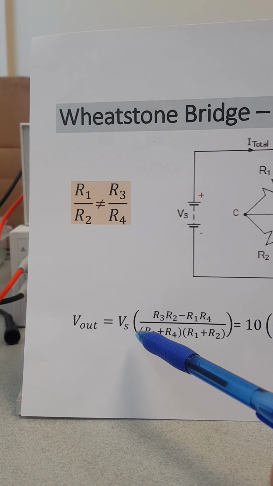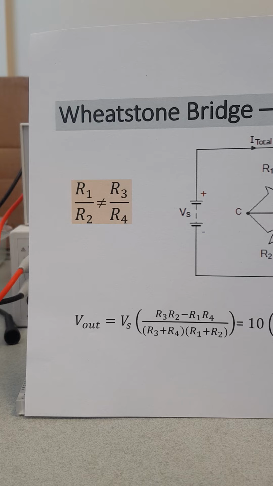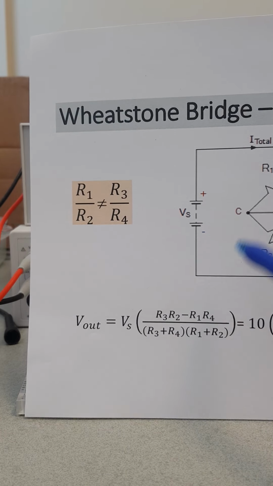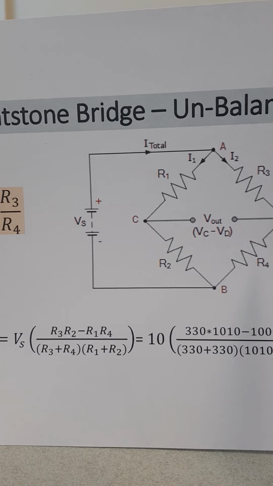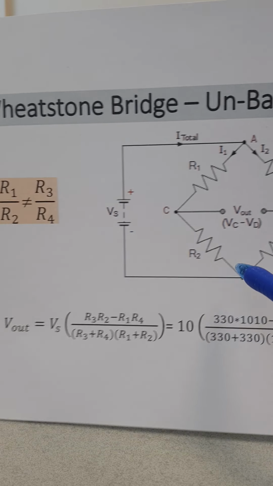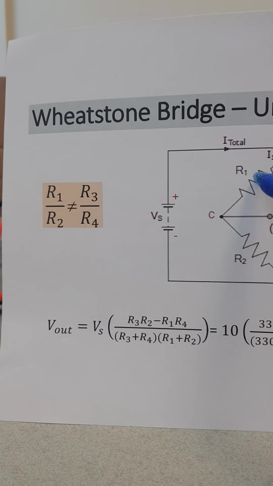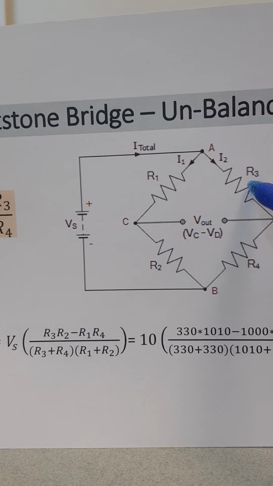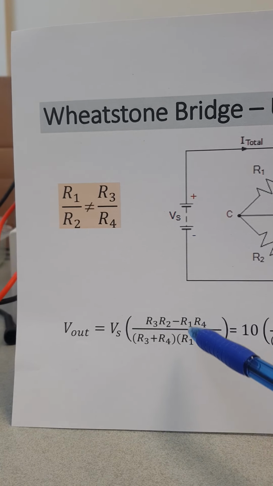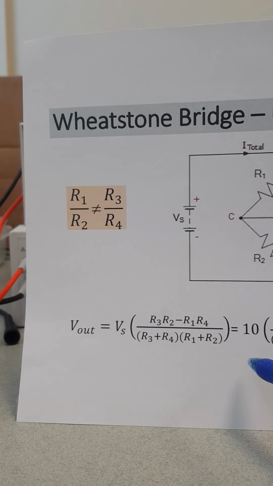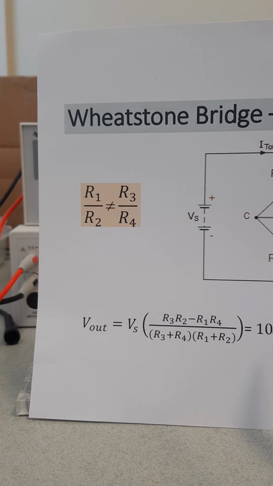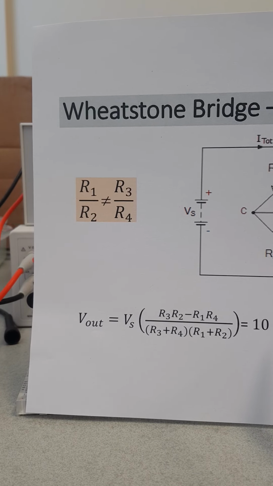V out equals Vs times (R3 times R2 minus R1 times R4) divided by the summation of R1 and R2 and R3 and R4. Now, again, the derivation for this formula will be available, the link for that in the description.